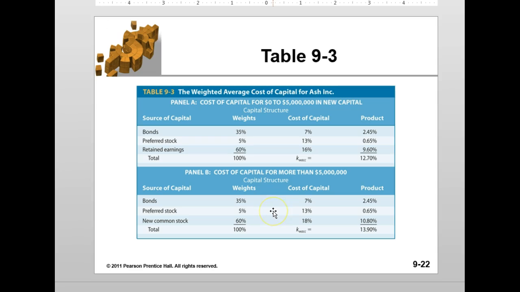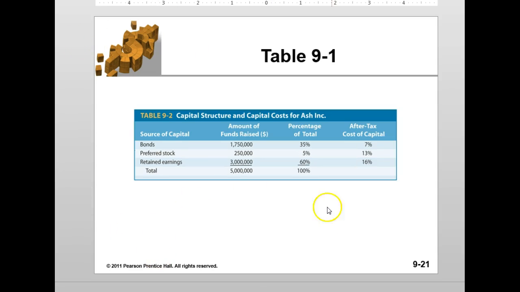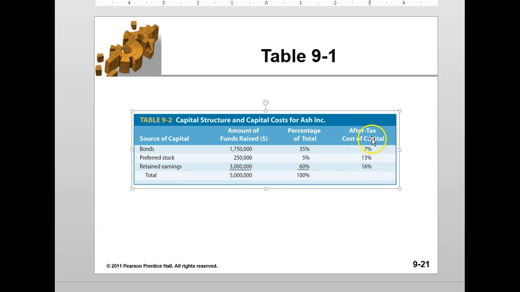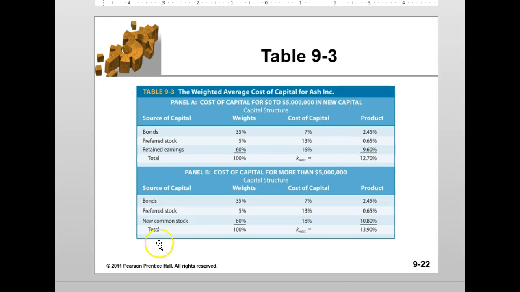So that kind of lays out how you would do this. You would find the amount raised, find the percent of the total, and then take each one's after-tax cost of capital and multiply that out. It takes a little bit of number crunching, but it works quite well. So that is WACC. I hope you've enjoyed this. It's a lot of fun to play with. We're going to do one in our activity.